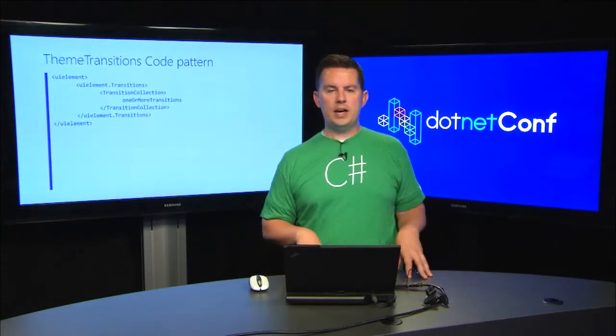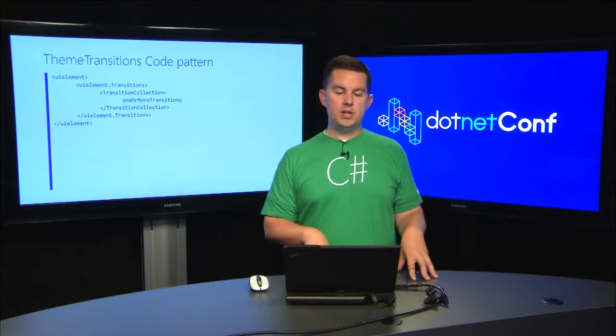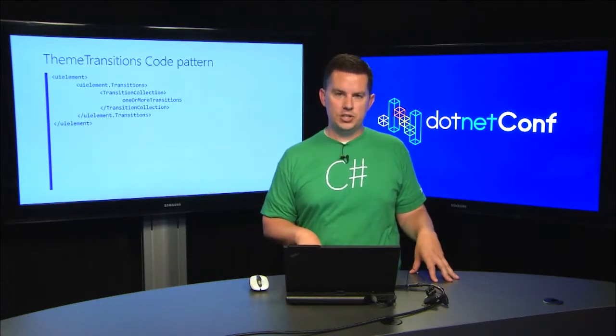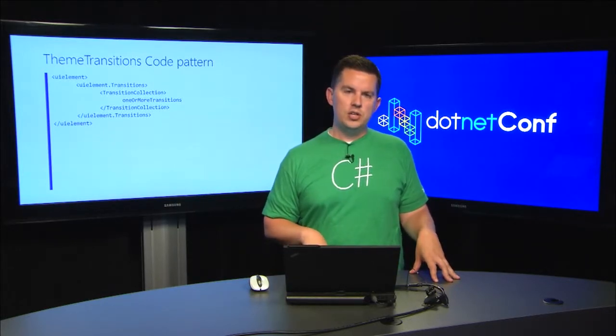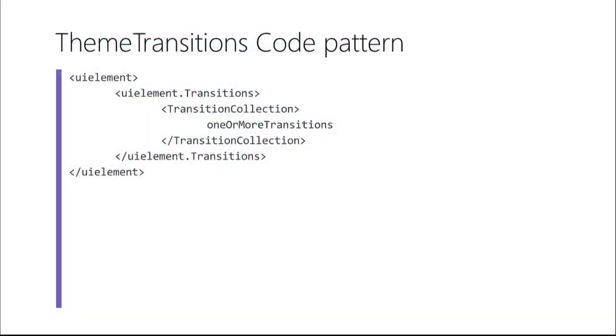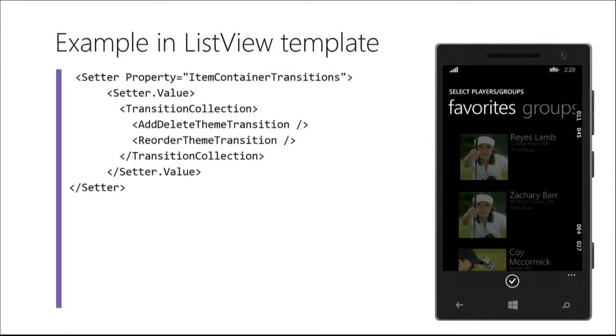So this is kind of the code pattern for how you use theme transitions. You have a UI element tree, and a UI element has a transition collection. Within a transition collection, you can add one or more transitions. Now, while we expose the transitions, not every one of them will make sense to your experience. So a reader board animation on just a button probably isn't going to do anything but slow your app down. So don't do that. But a reader board on a list or a semantic zoom is exactly what it was designed for.